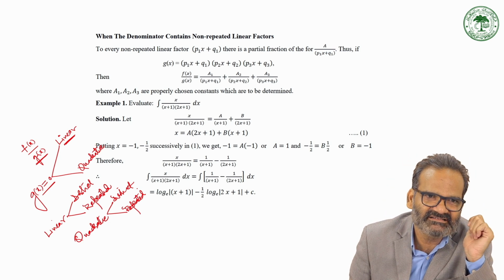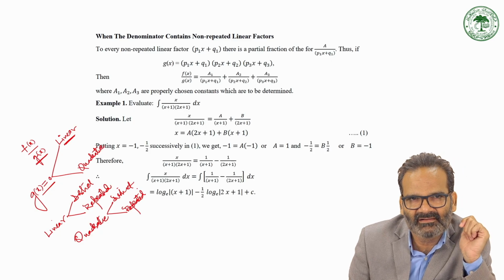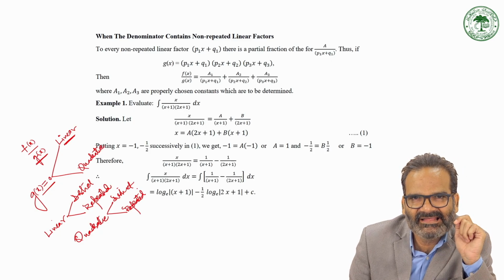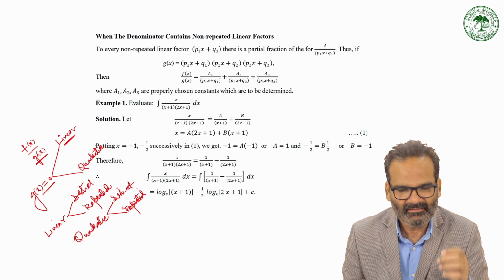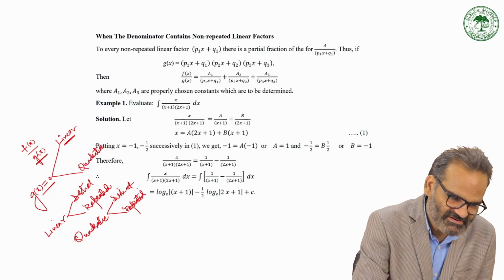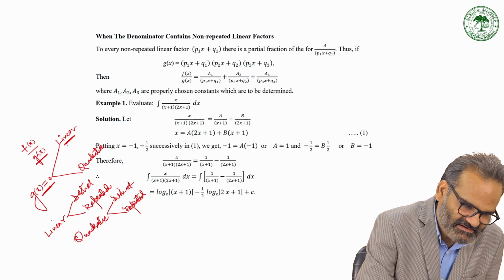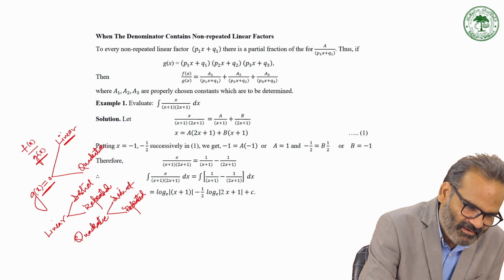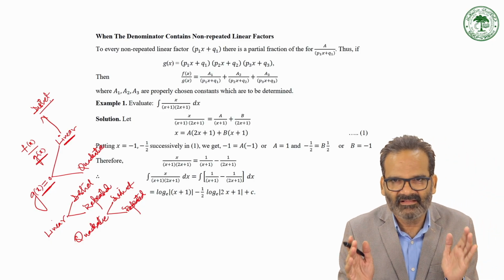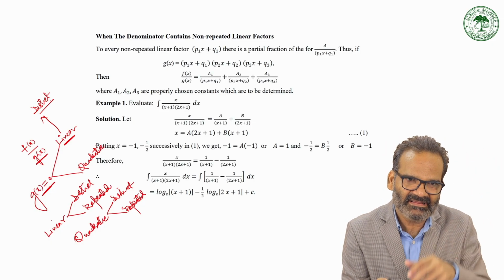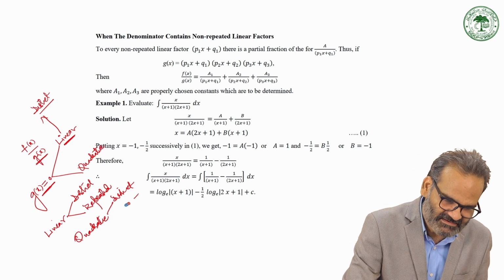Now let us consider case 1, when the denominator contains non-repeated linear factors. This means, when the denominator of the given function g(x), its factors are linear, but all the factors are distinct, right? Case 1, if the factors are linear and distinct. And then see what happens.